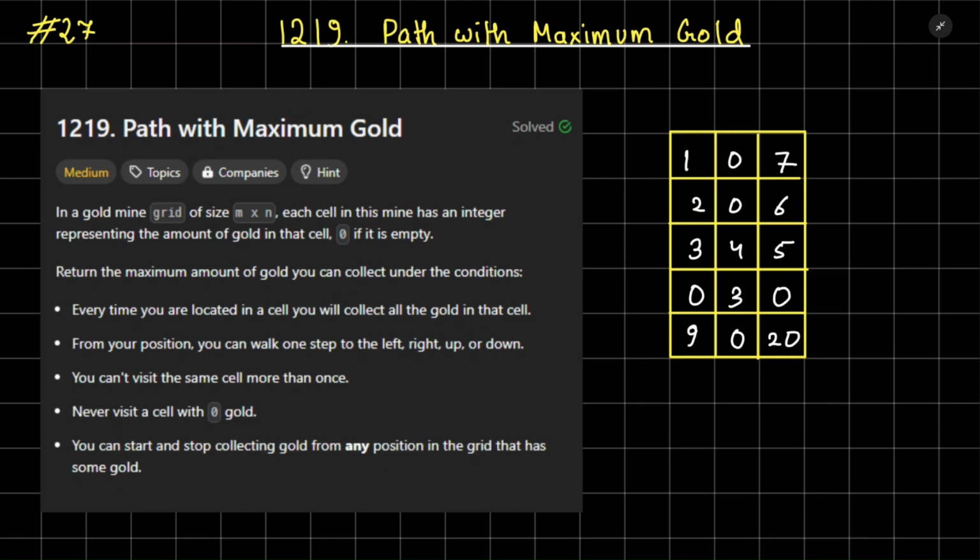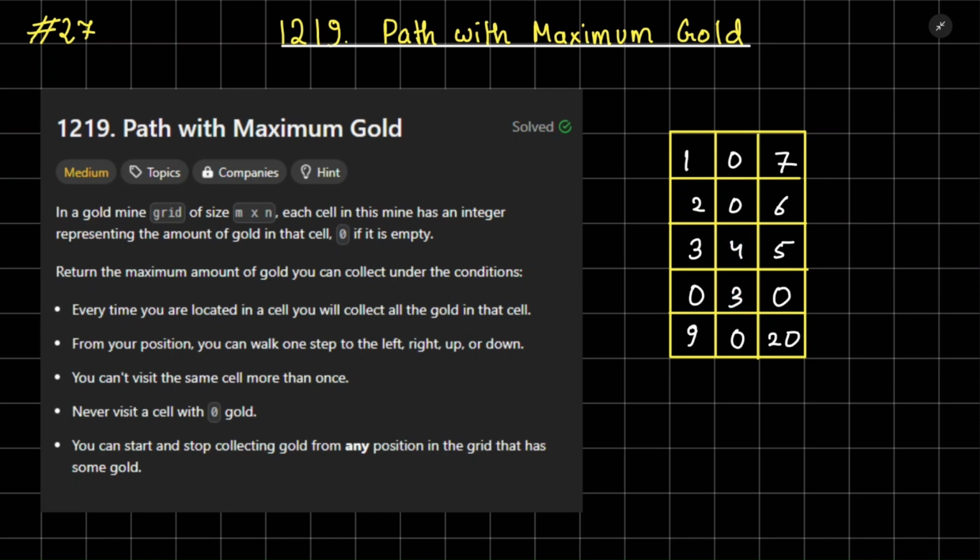So the thing is that if you start from this 3 and then you go to this 4 and then you go to this 5, from this 5 to reach again 4, it's not possible because it's already visited. Okay. Never visit a cell with 0 gold. So for example, for this 3, we have only this path because the rest of its directions have cells that contain 0. You can start and stop collecting gold from any position in the grid that has some gold.